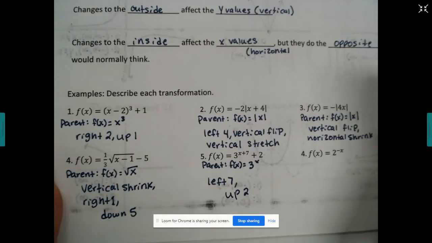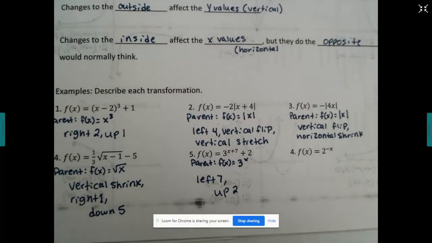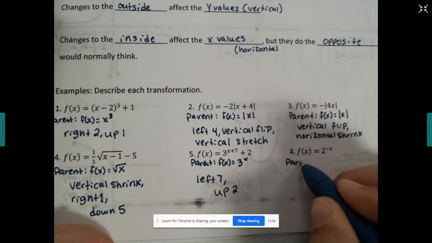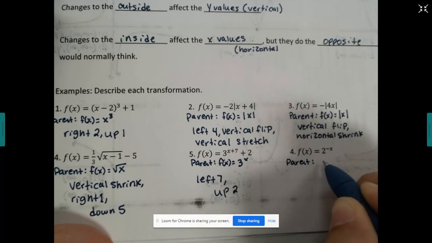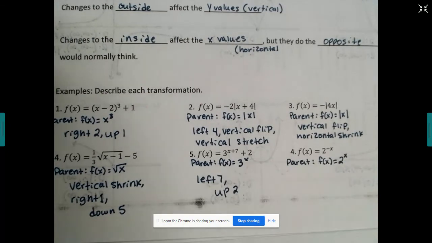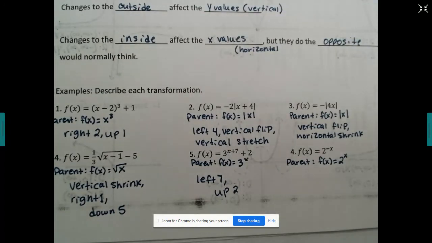Okay. So then our last one, again, same as 5. It's an exponential. So the 2 is just the base. It's not a change. It's not a transformation. So then the parent function is just f of x equals 2 to the x. So if it's an exponential, no matter what that number is, that's part of your parent function. It's not a transformation.